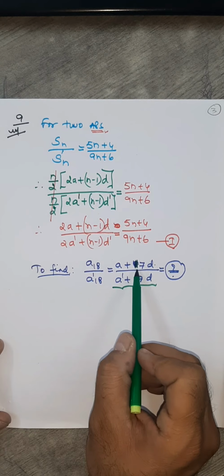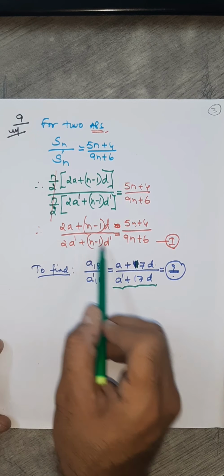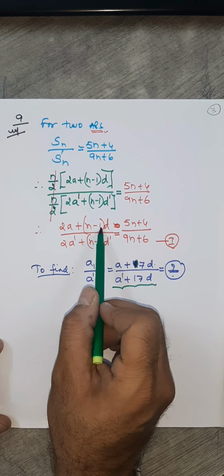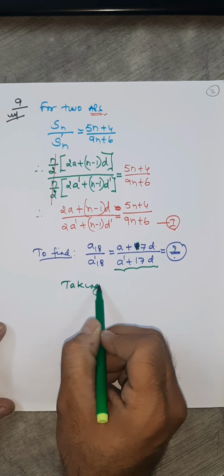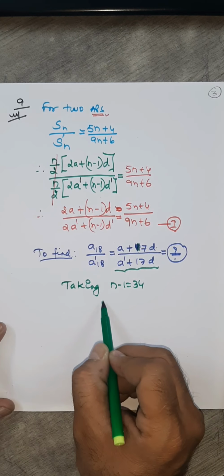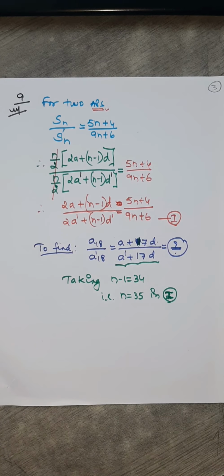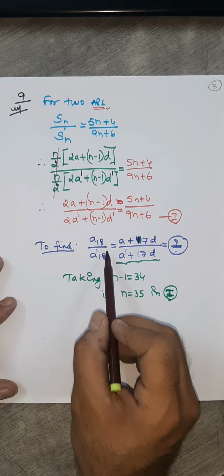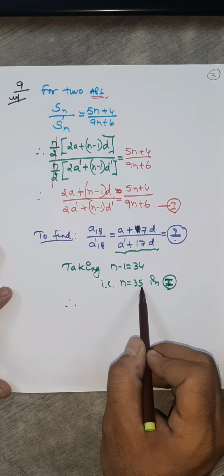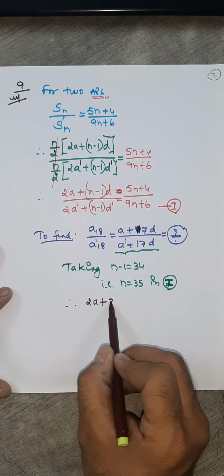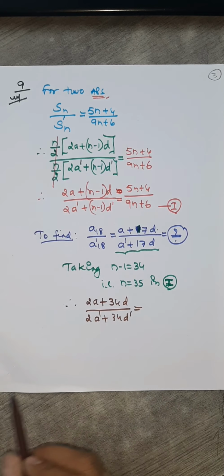You don't want 17 by 2. I want 17. Here I have twice a, but I have just a. So what I need to do here is take n minus 1 equal to double of 17, which is 34. If I take n minus 1 equals 34, then 2a plus 34d, take 2 common, so I'll get a plus 17d. So based on this, this is your choice, remember, taking n minus 1 equals 34, that is n equals 35 in 1. If you are asked the ratio of some other terms, then this n minus 1 might be different. That depends upon the given question. So I'm just putting n equals 35 in this question. So 2a plus n minus 1, which will be 34d, upon 2a dash plus 34d dash equals, taking n equals how much here?